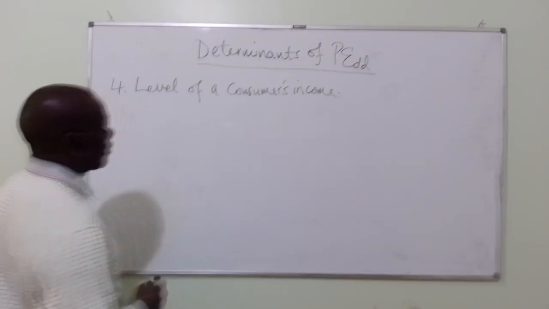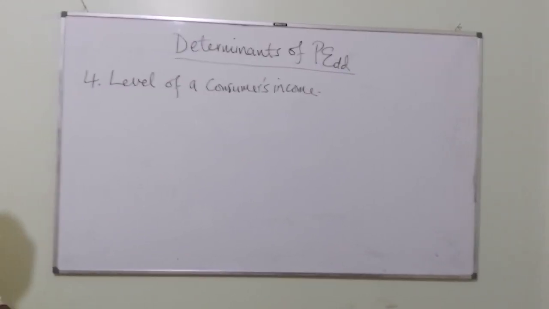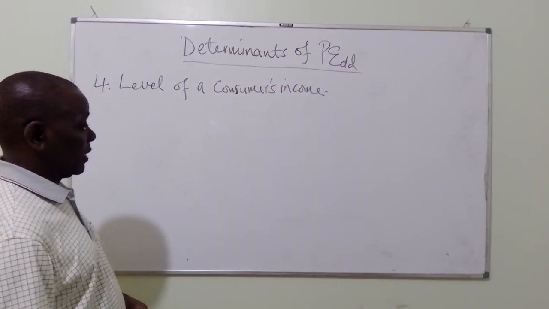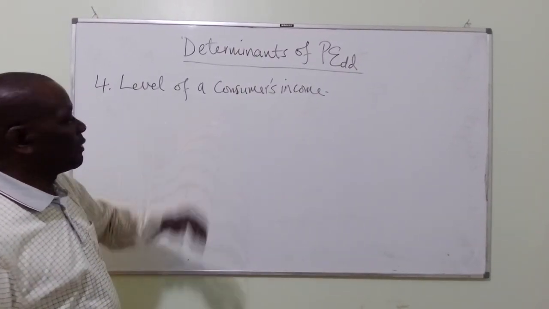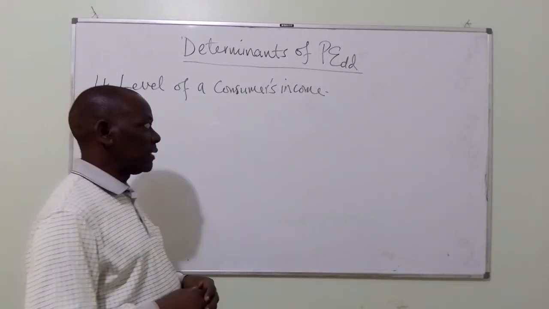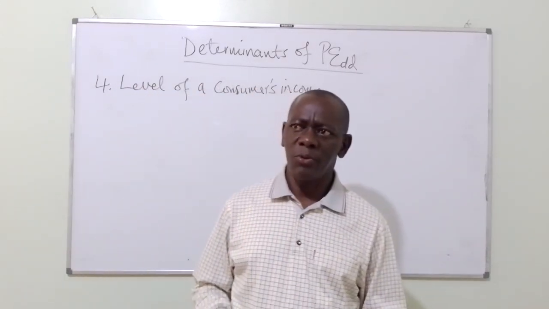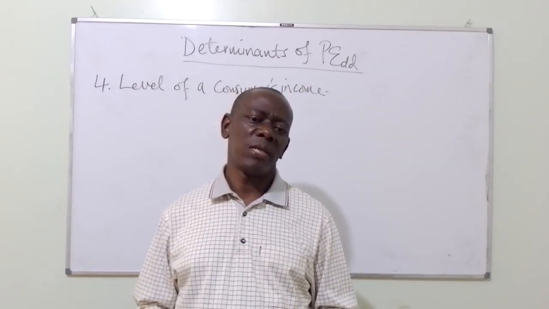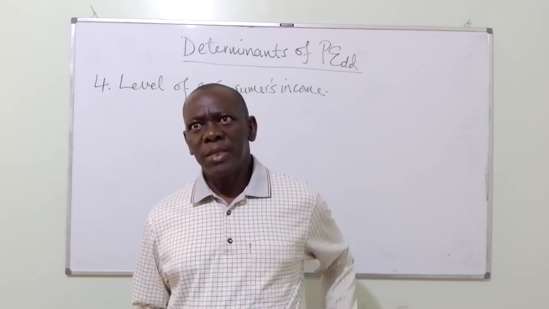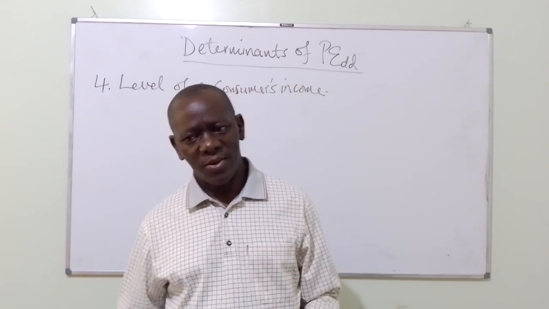Yes, the level of consumers' income, we are continuing with it. The factors that determine the price elasticity of demand. We have said the level of the consumer's income. The level of consumer's income, we look at it in this way. Are you rich? Are you poor? Usually when we talk of those words, sometimes the students get confused. You say who is poor, who is rich. But when we say level of consumer's income, that one may not annoy anybody.